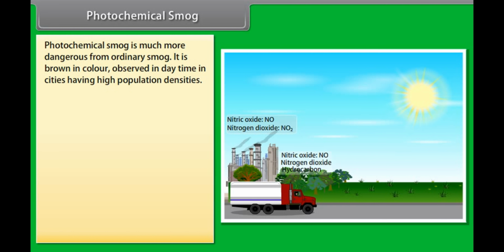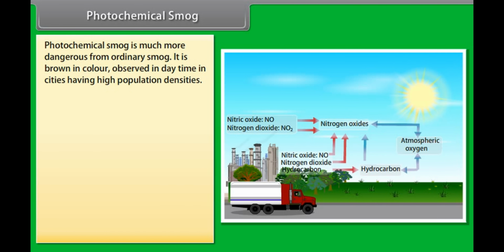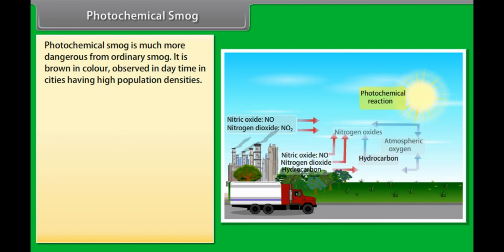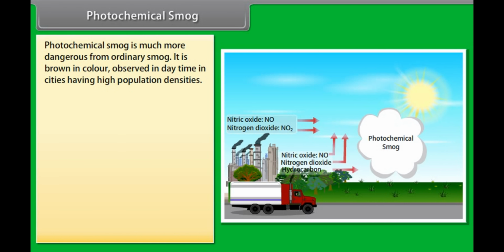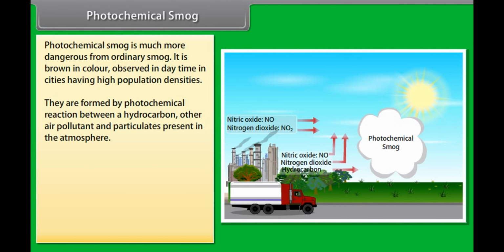Photochemical smog. Photochemical smog is much more dangerous than ordinary smog. It is brown in color, observed in daytime in cities having high population densities. It is formed by photochemical reaction between hydrocarbons, other air pollutants and particulates present in the atmosphere.